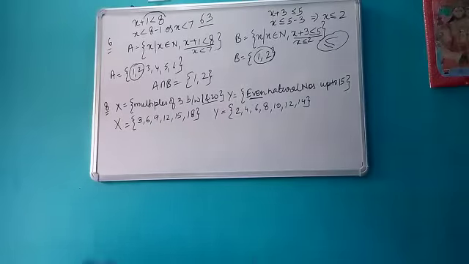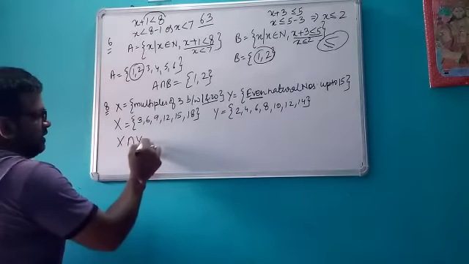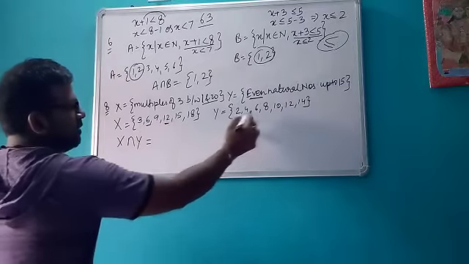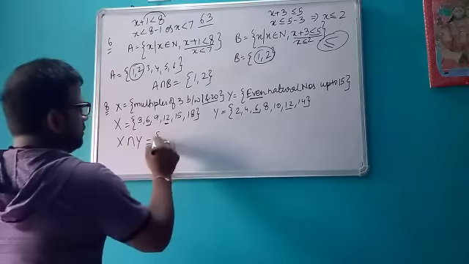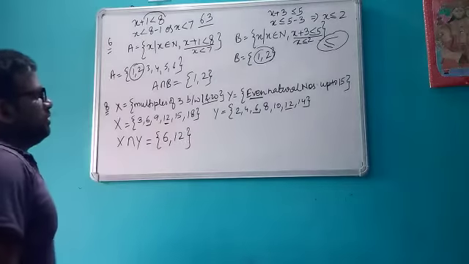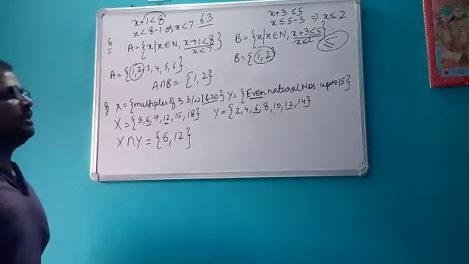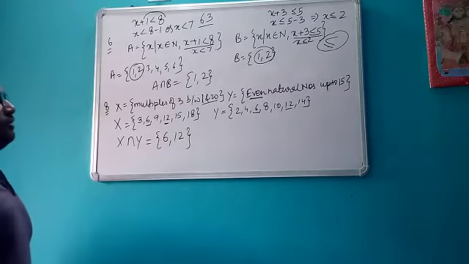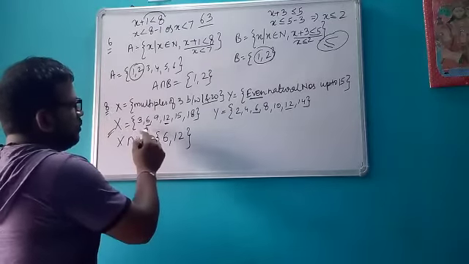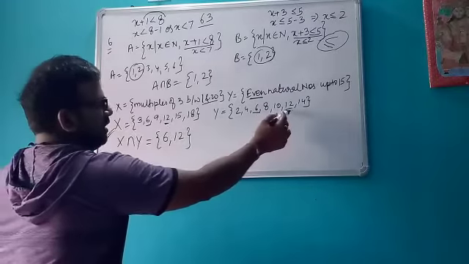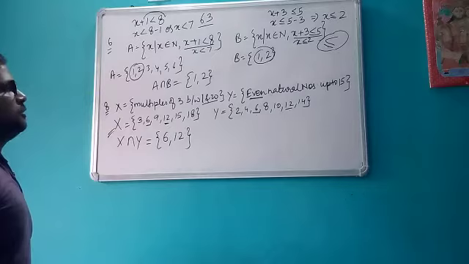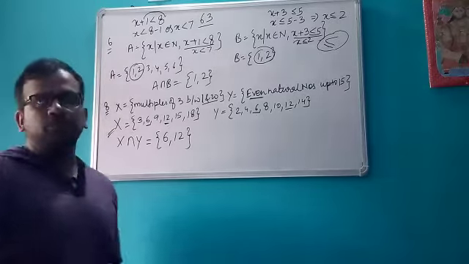Okay. Now you can calculate X intersection Y. So let's see the common elements. 6 and 12. So this is your X intersection Y. Okay, so this is how you have to calculate the intersection of the two sets. First convert the set into the roster form. Then check the common elements, like these are there. Then you just write the common elements between the two sets to find the intersection of two sets.